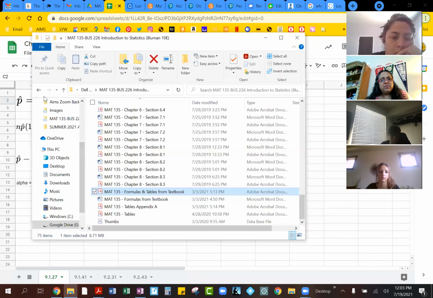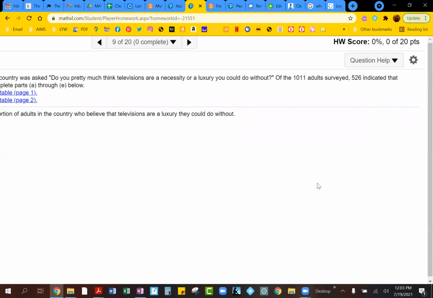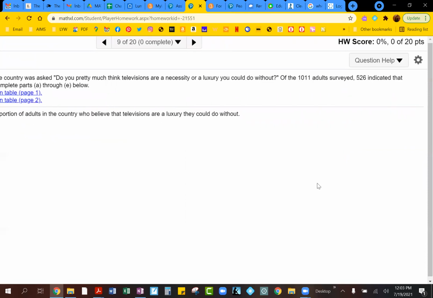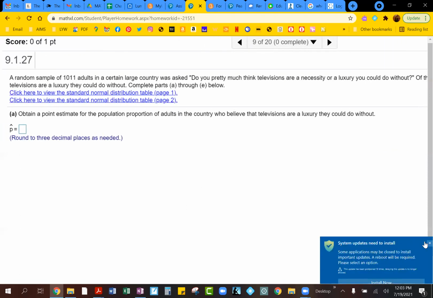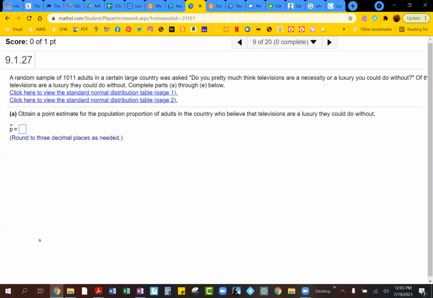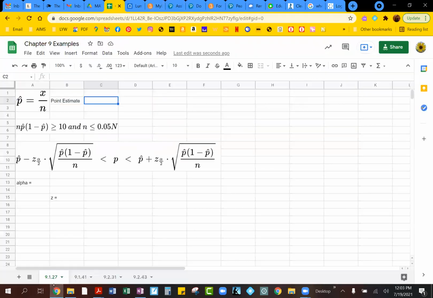Your x value is going to be those 526 people who said they think it's a luxury they can do without. And then remember, your total random sample is 1,011. So those are the numbers that we are going to be putting in here. So for the x value, we can have 526, and then the n value is the total of 1,011.